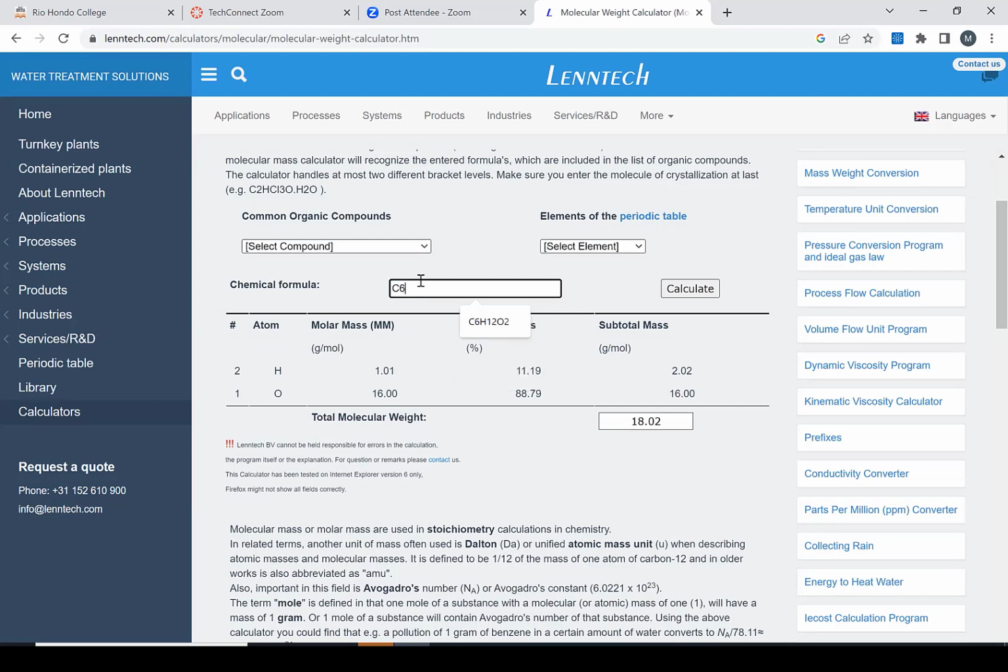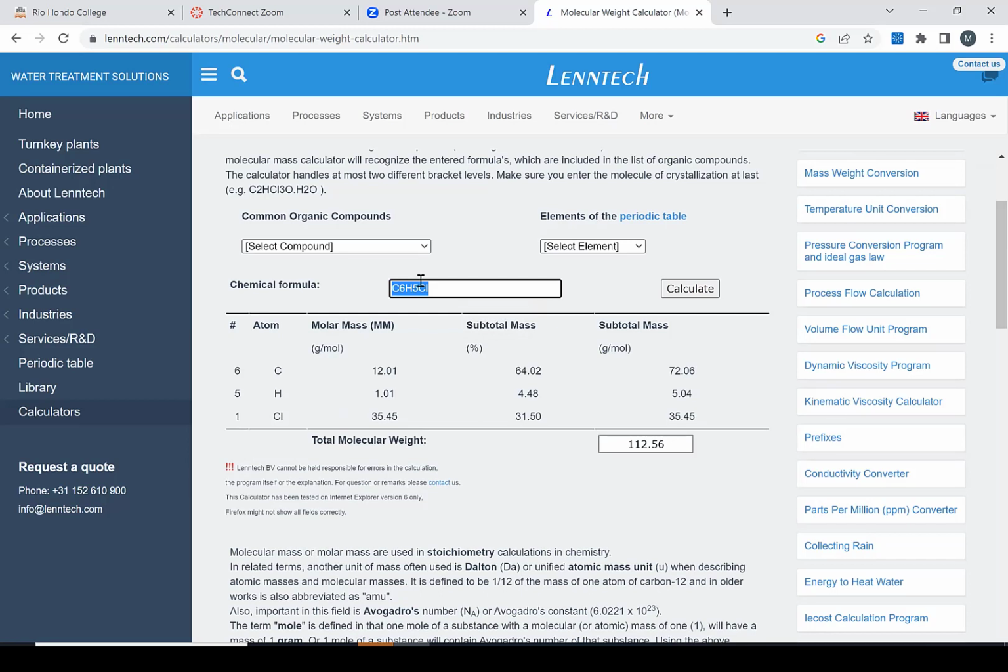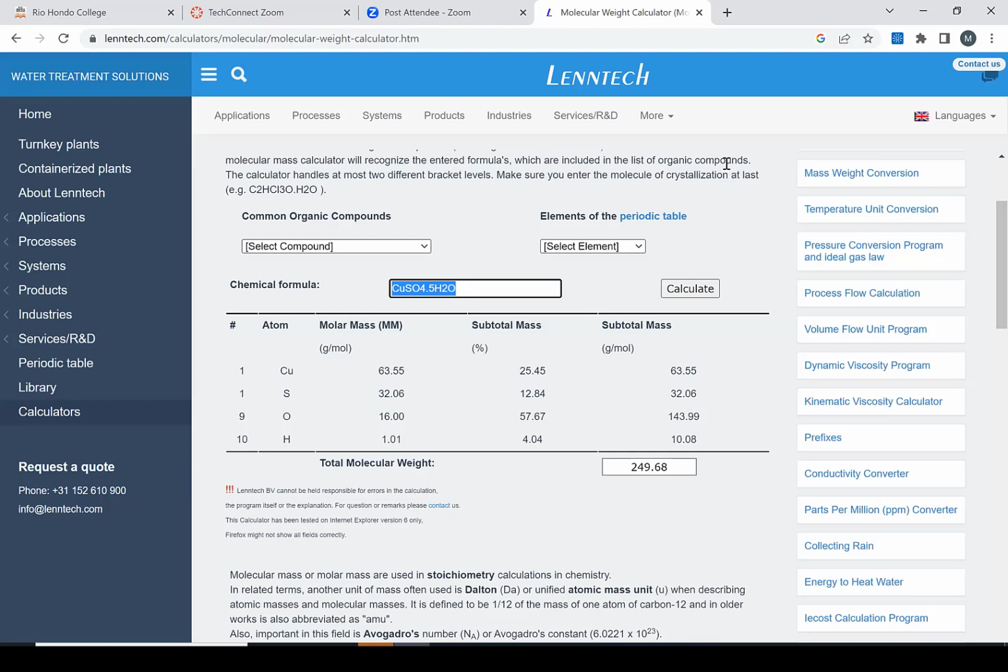All right. So now this is really nice because, like, what did we do? Chlorobenzene, C6H5Cl. Boom, you got it. You can do hydrates. Like, for example, one of the hydrates that I was talking about today, CuSO4·5H2O. That's a pain to do by hand, but this does it for you like that. But note, they cannot be held responsible for errors in the calculation, so you can't sue them. All right. And you can't use this on an exam. I'm sorry.